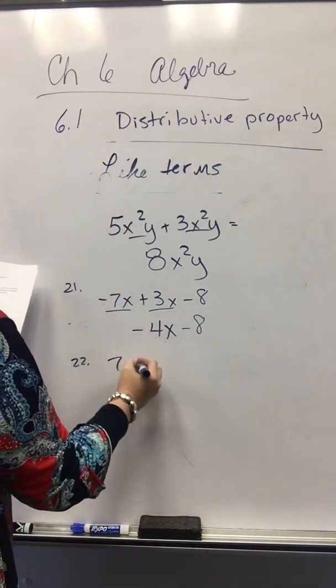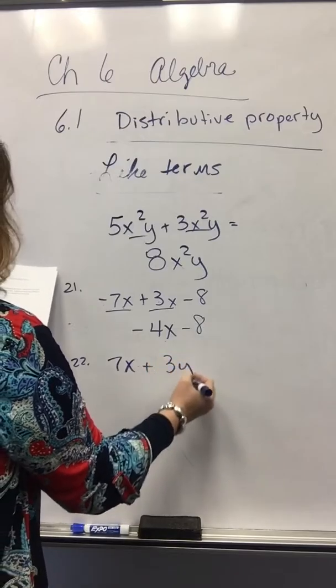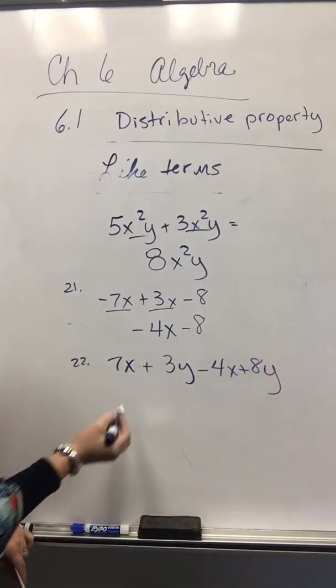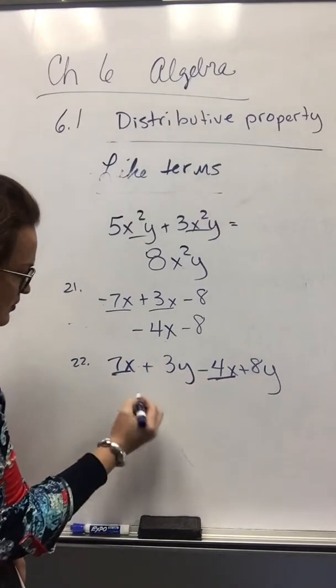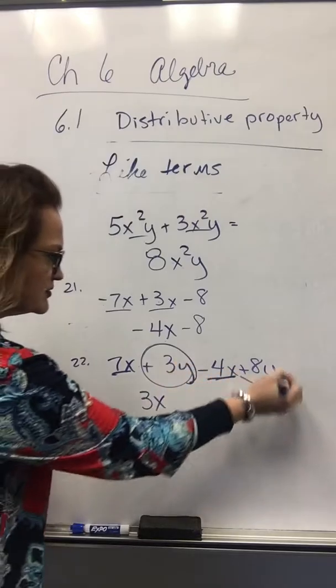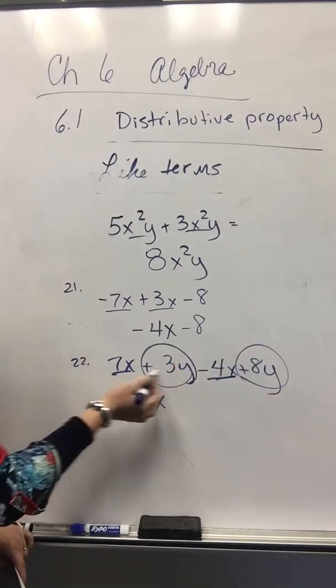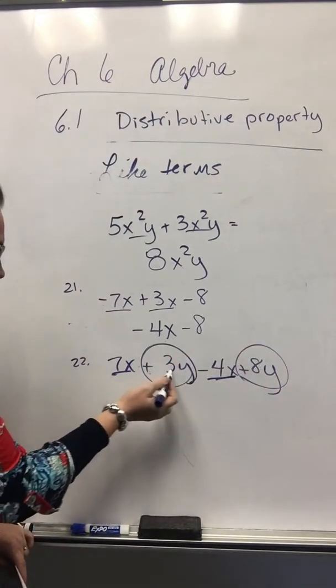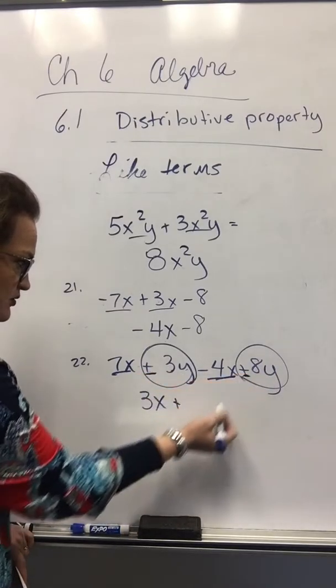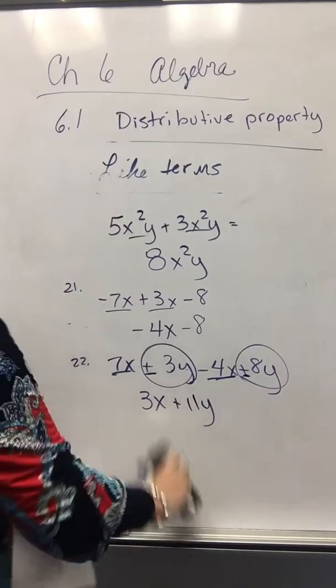22. Combine the things you can. 7x and minus 4x is 3x. And sometimes it helps to circle them visually. You can see them better. These are the like terms here for the y's. 3y, and they're both positive. Look in front of them for the sign. So these are both positive. So 11y.